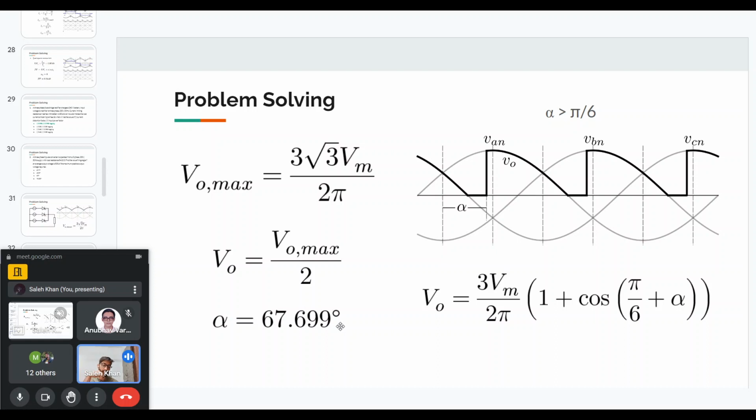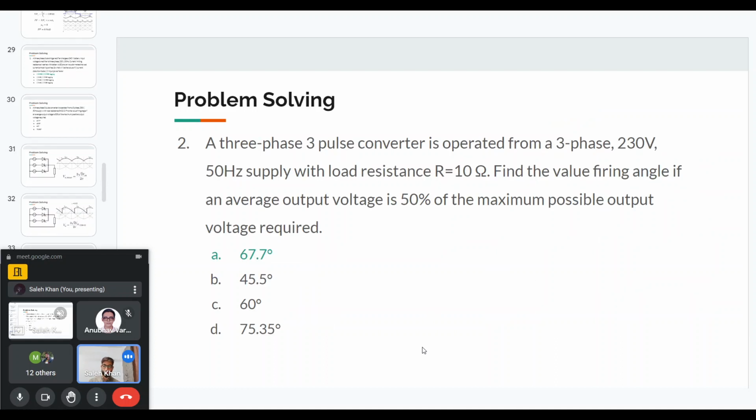The point in this question is to understand that for a purely resistive load, in all rectifier circuits, the current cannot be negative. Because in a resistive load, the voltage waveform follows the current waveform. Since the current cannot be negative, the voltage will also not be negative. So for an alpha greater than pi by 6, it will have zero voltage regions, and then you can find the average. So the answer to this question is 67.7 degrees.